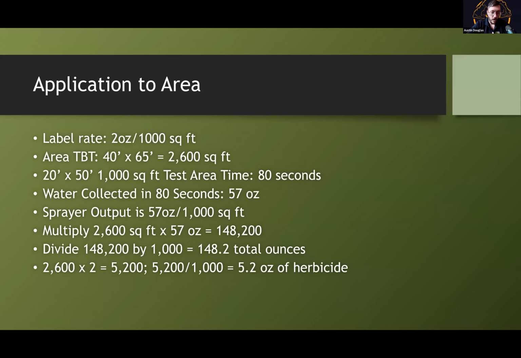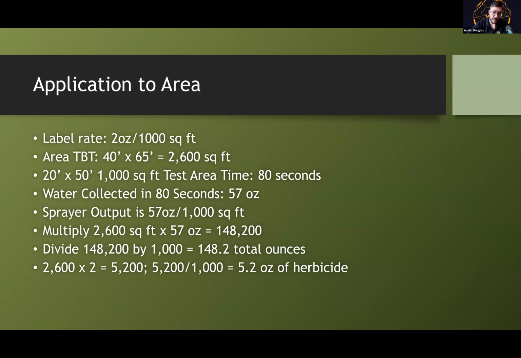We collected water within that. Well, I guess this is for a water, not necessarily granule. For water, we collected in 80 seconds, 57 ounces. Your spray output is 57 ounces per 1,000 square feet. You want to multiply 2,600 square feet by 57 ounces, which comes out to 148,200. You divide that by 1,000, and it comes out to a total of 148.2 total ounces.